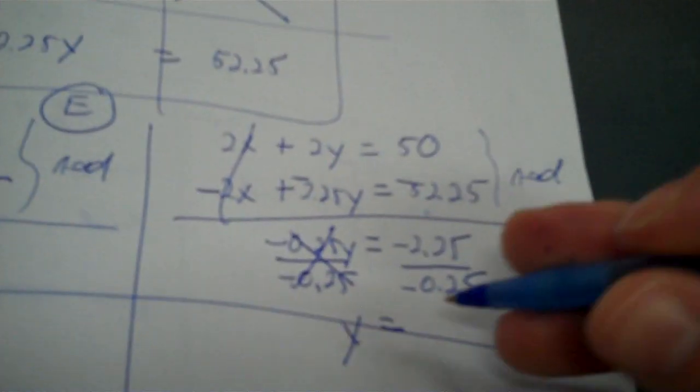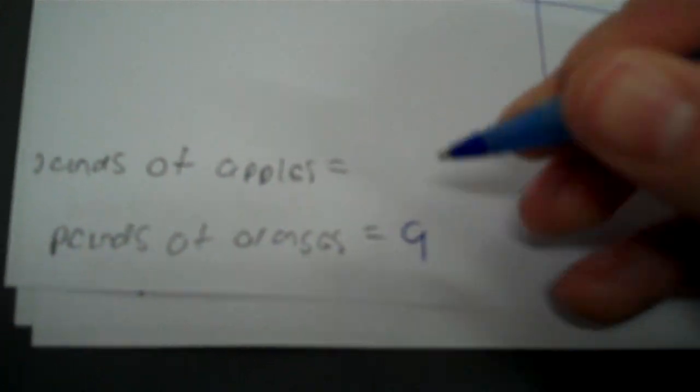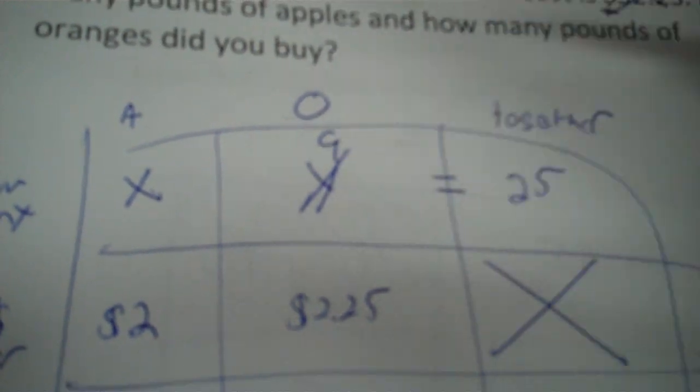And when I divide those two amounts, I get 9. So the y here is 9, so 9 oranges. Again, to get the apples, you can just take 25 minus 9, or you can use this.